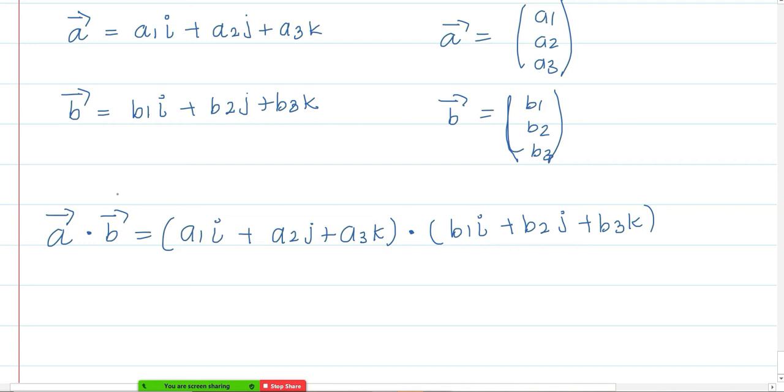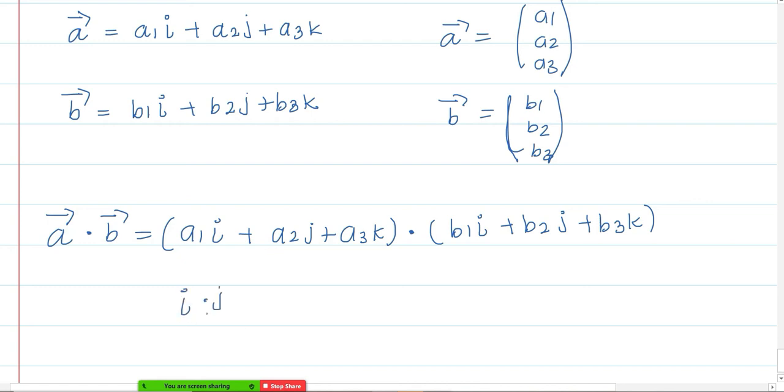i, j, k are all vectors, which have direction in them. You cannot do a dot product with plain numbers. The dot product of 4 and 5 is meaningless. Just a product is enough. But the dot product of i and j is meaningful because these are vectors.